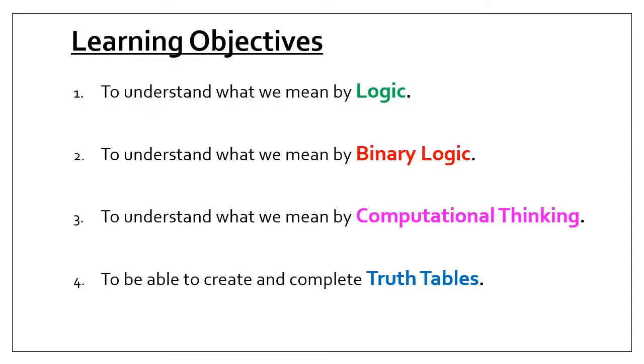Lessons learning objectives are 1. To understand what we mean by logic. Number 2, to understand what we mean by binary logic. Number 3, to understand what we mean by computational thinking. And finally, number 4, to be able to create and complete truth tables.